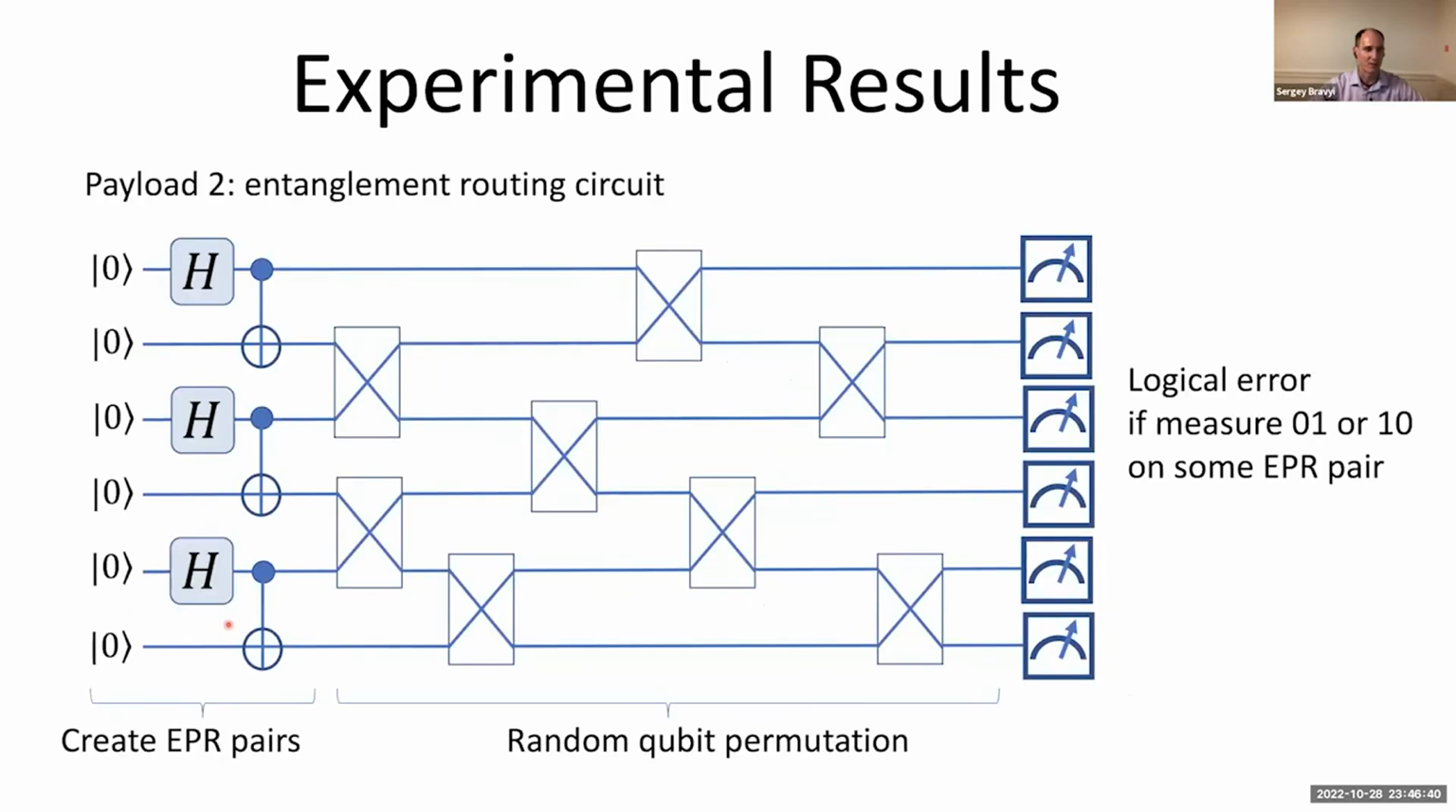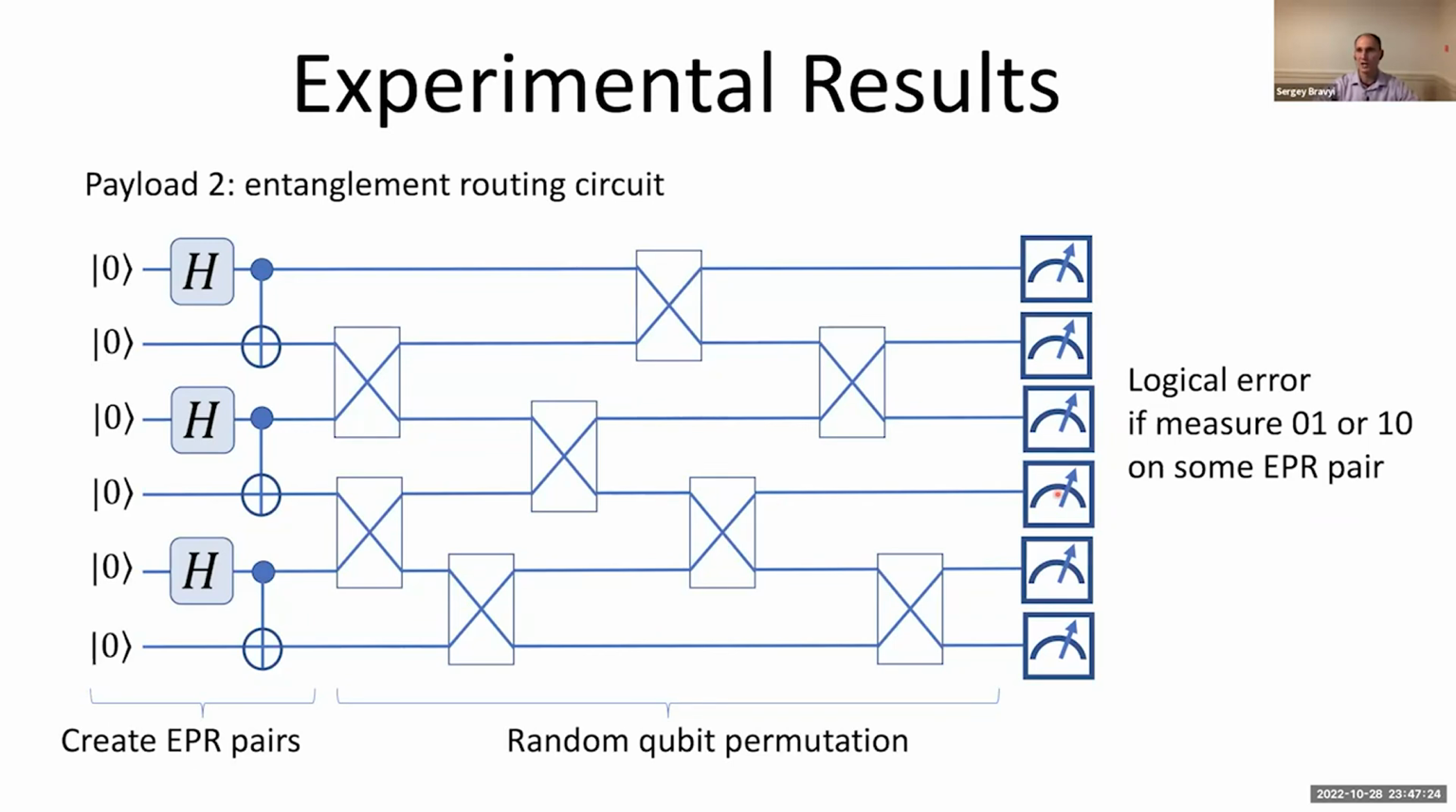Okay, and our second example is the entanglement routing circuit shown here. You can see that we create EPR pairs on nearest neighbor pairs of qubits, and then we apply a random qubit permutation that generates long-range entanglement. And this circuit is potentially more useful because entanglement is a useful resource, for example, in gate teleportation. And as before, we measure all qubits at the end.